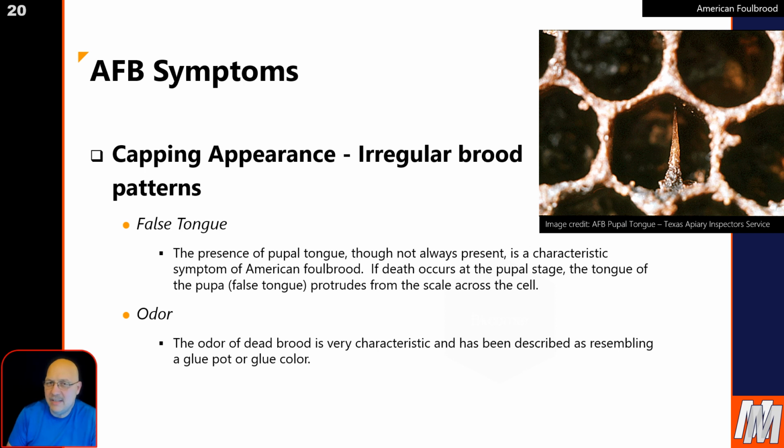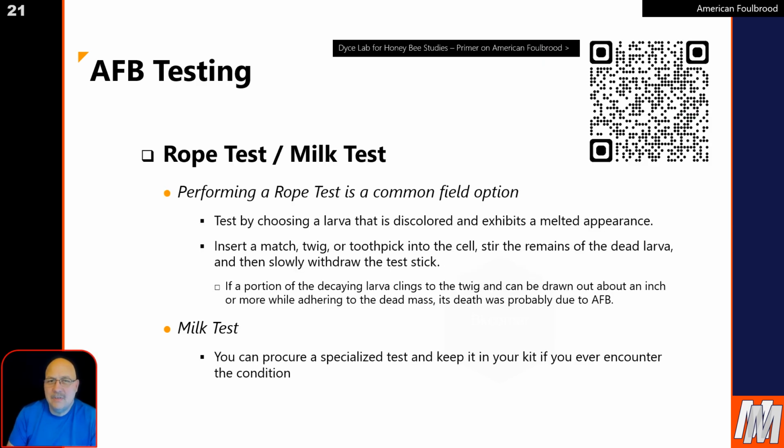If you smell anything off when you open your hive and look through and match that up to the comb patterns that were described in the previous slide, you should really consider doing some testing to see whether or not you have American foulbrood. One common field test that you'll often hear about when trying to determine whether your hive has AFB is called the rope test.